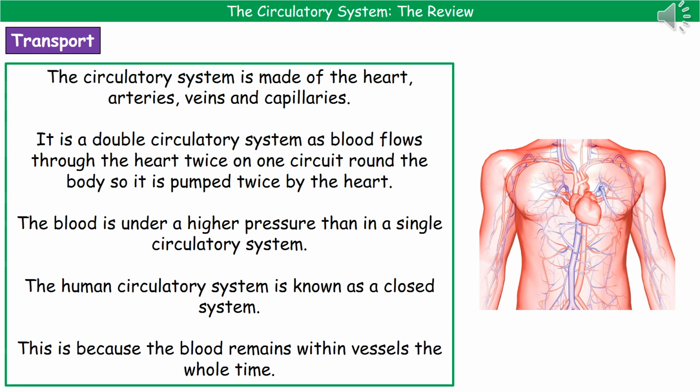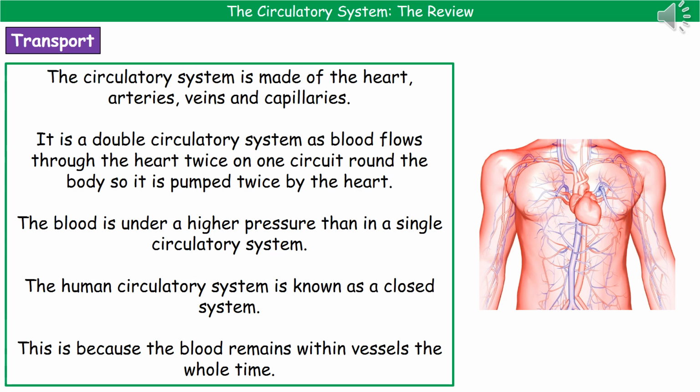Welcome to our review on the circulatory system. So the first thing we really need to know is what actually makes up the circulatory system. And there are four parts you really need to remember. In the very centre of it all, we've got our heart, and connected onto that we've got all these different blood vessels, the arteries, the veins and the capillaries.